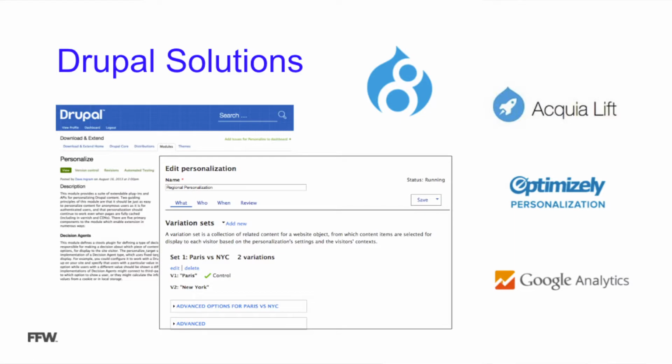In terms of Drupal, as we said, most solutions today involve the use of a third-party service to externalize the personalization technology. Some examples are shown here. Let's take a look at a few Drupal modules that you can use to integrate a personalization solution.